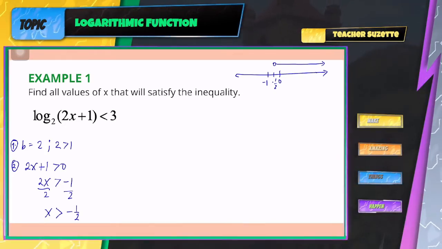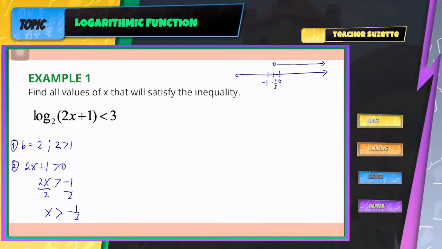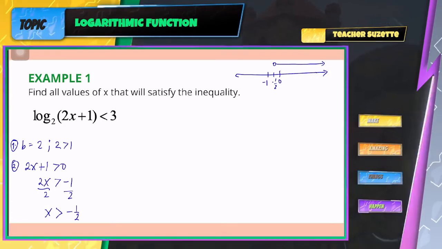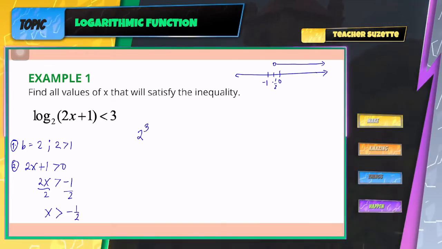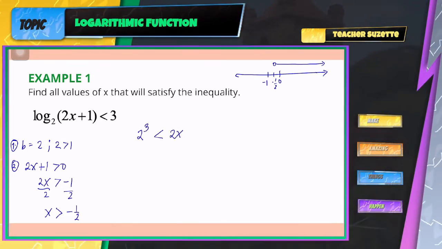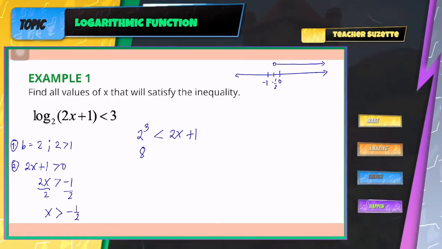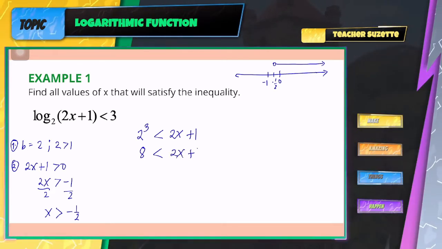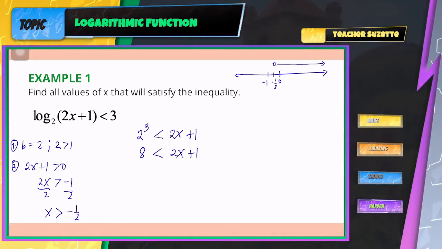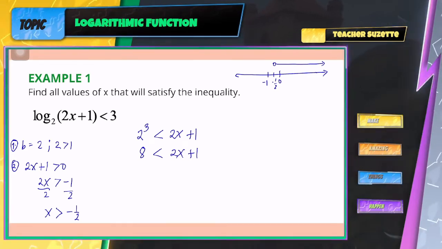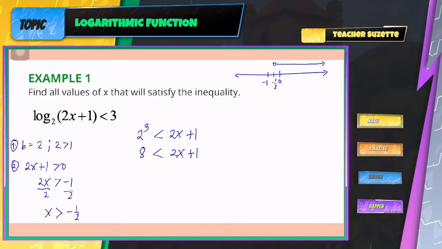Now, let's proceed in solving our logarithmic inequality. To solve this one, it is best to change it into exponential form. So we will have 2 raised to 3 less than 2x plus 1. Now, let's simplify 2 raised to 3. That is 8 less than 2x plus 1. Then, by the addition property of equality, we add negative 1 on both sides of our inequality to cancel out positive 1.